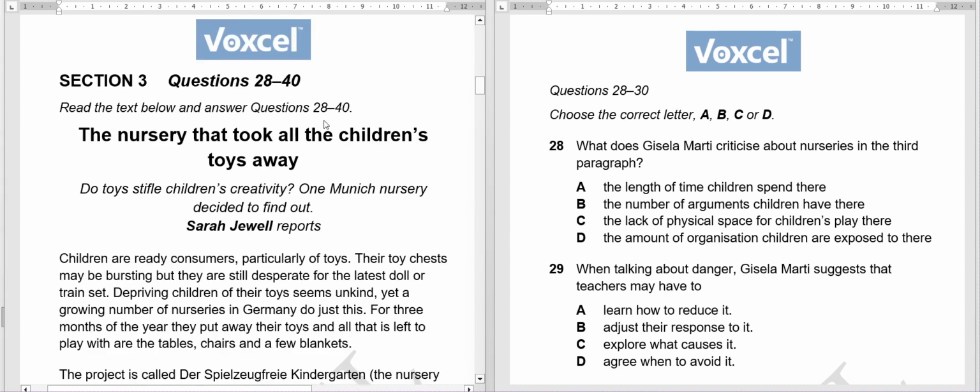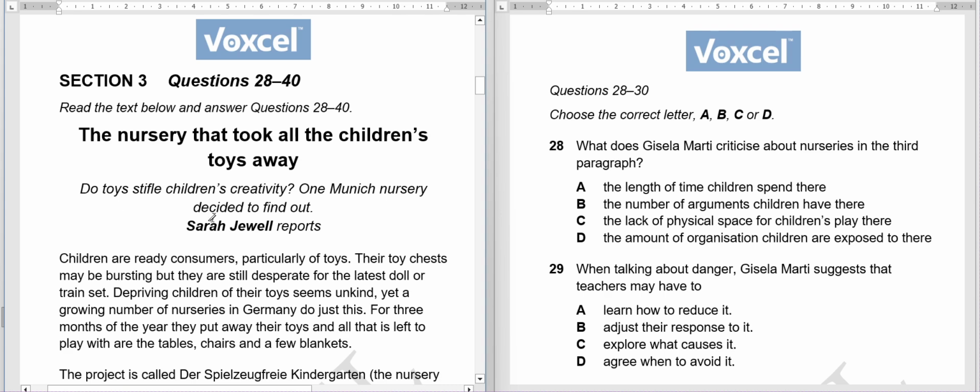So if you have previously watched my videos, you should know how we start our reading. Yes, by reading the title of the passage. So the title of the passage says the nursery that took all the children's toys away. So from the title, it's quite clear that, let me change the color, it's quite clear that this passage should be about a nursery school that took away all the children's toys. Maybe because they wanted to encourage children to play with each other or some other activity. So let's see.